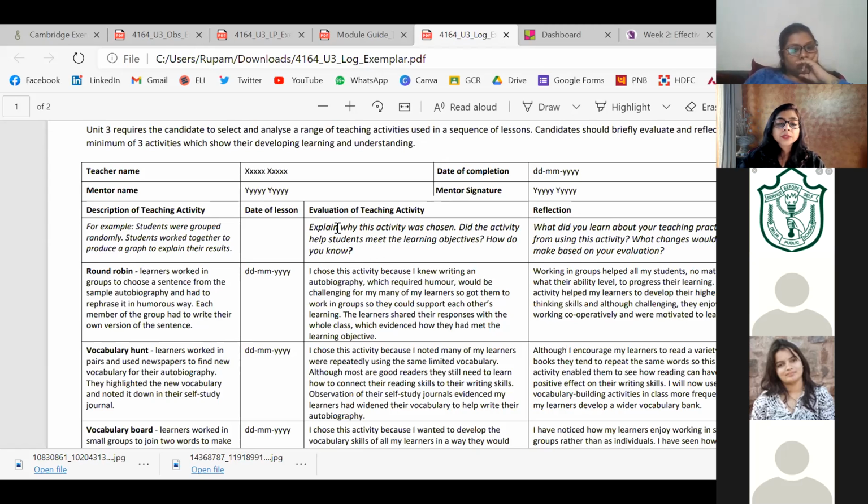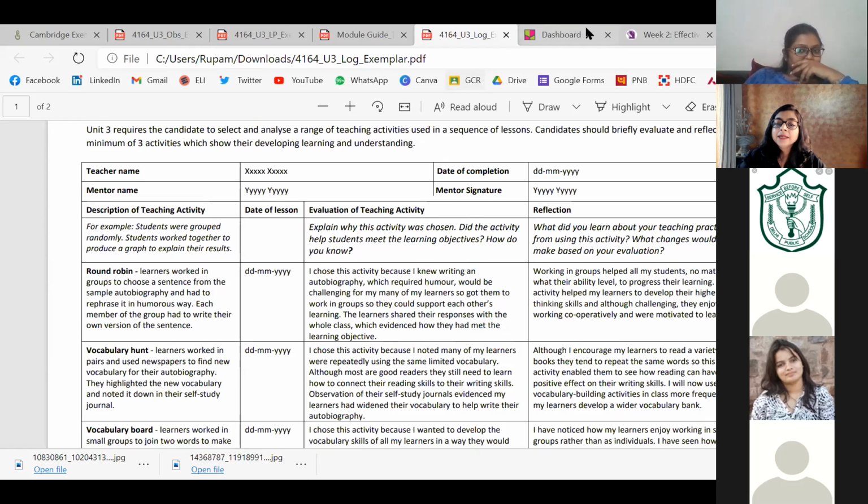Now, how is the teacher evaluating this activity? I chose this activity because I knew writing an autobiography which required humor would be challenging for many of my learners. So I got them to work in groups so that they could support each other's learning. The learners shared their responses with the whole class, which evidenced how they had met the learning objective. So this is how the teacher is evaluating whether the activity which she has chosen was fit enough, or is it serving the purpose or not.